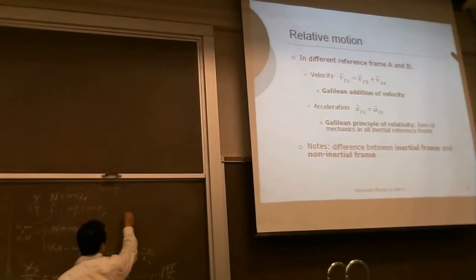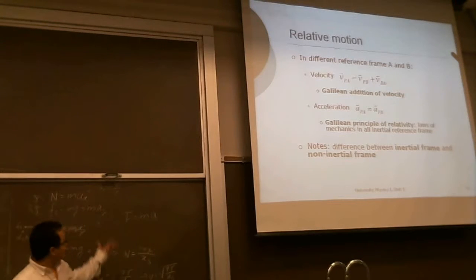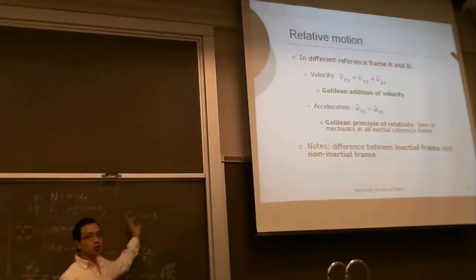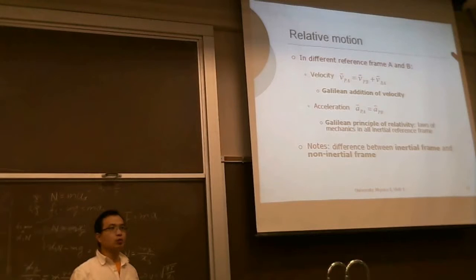In fact, what do we mean by the laws of mechanics here? The most important thing is F equals ma. It will take the same form because it depends on the acceleration. Acceleration will be the same in different frames, so this equation is the same in different frames. If it depended on the velocity, it wouldn't be the same in different reference frames.